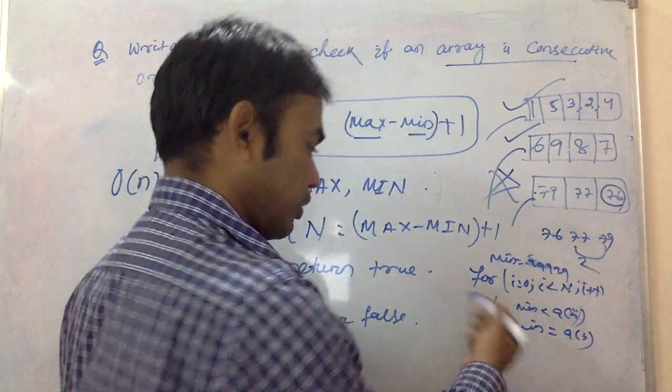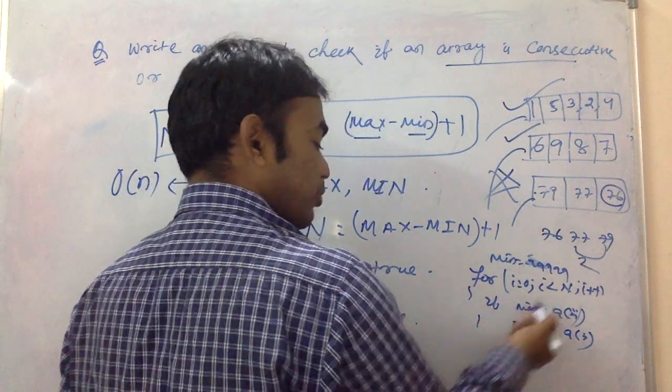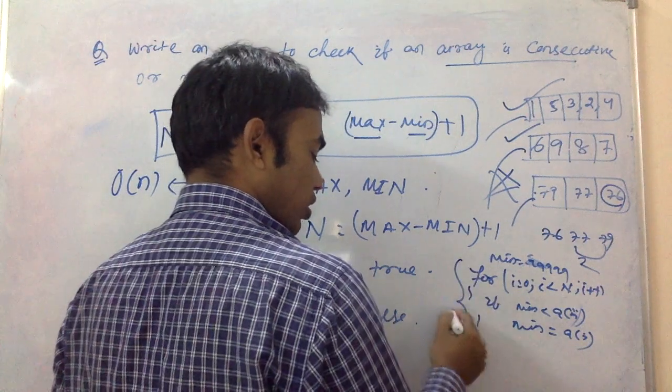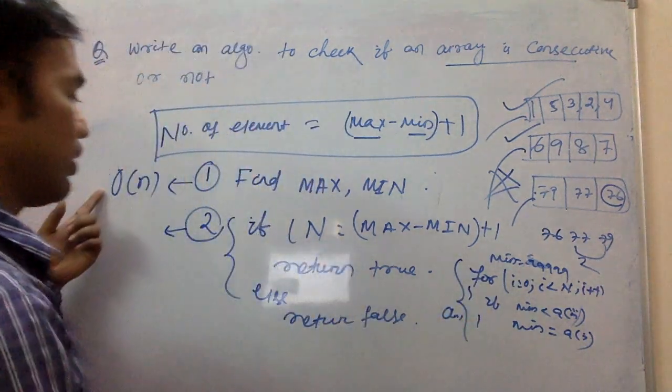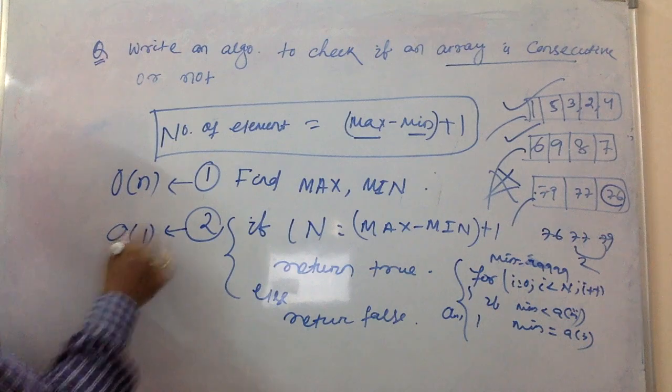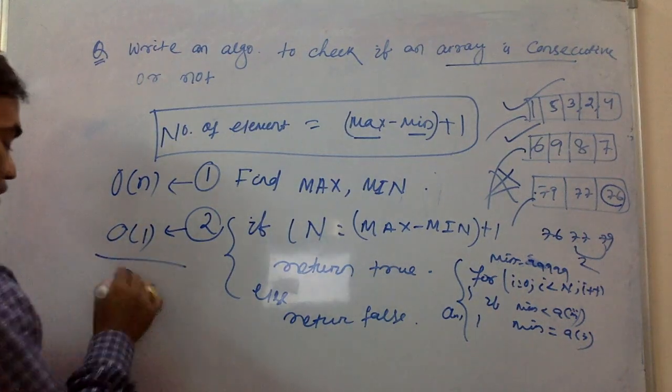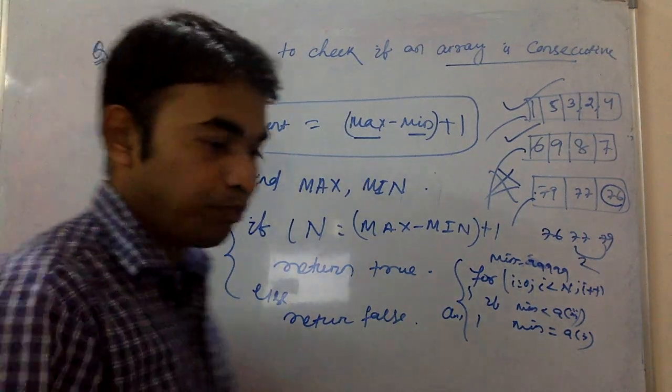So that's how you need to write down the algorithm. This is how you can find minimum and maximum. So this is order of n, that's why this takes order of n. And the remaining check is just big O of 1. So the time complexity of this algorithm is big O of n.